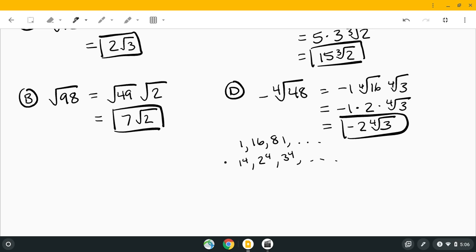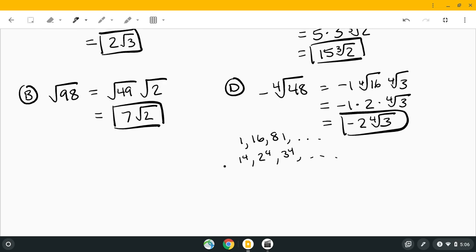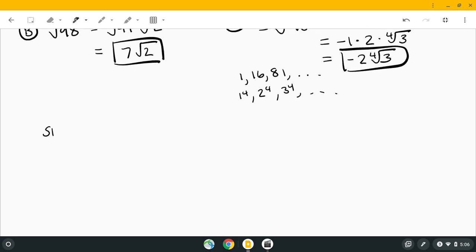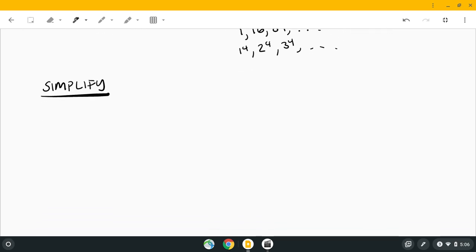All right. Let's take a look at some that have variables in it. These all were just numbers. So let's take a look at examples with variables. Okay, so here, m to the 9th. Okay, so many different ways to do this. So if you don't quite understand the method I'm doing here, feel free to go on YouTube and search simplifying radicals with variables.